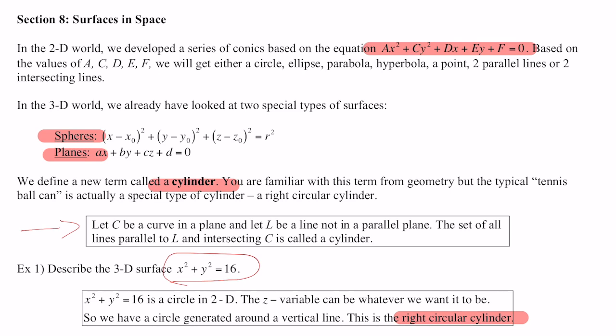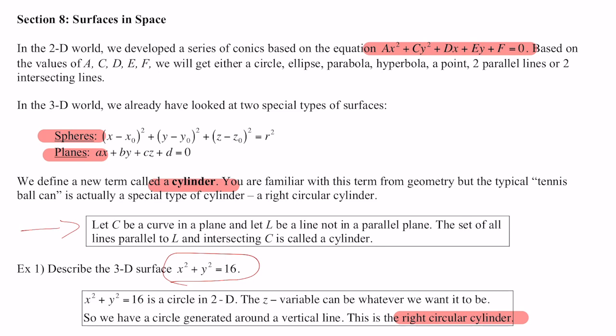So we've already looked at the beginning of the section on surfaces in space. This section is about analyzing different surfaces in 3D. Several of the surfaces we've already looked at, like spheres and planes. We then defined a new surface called a cylinder.